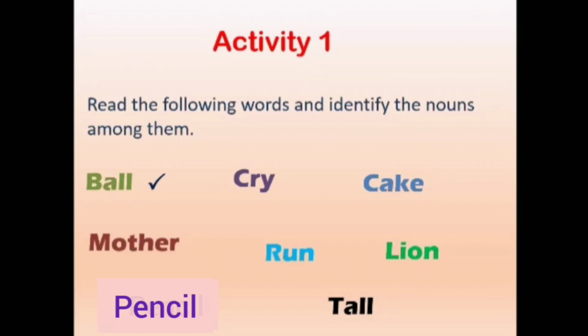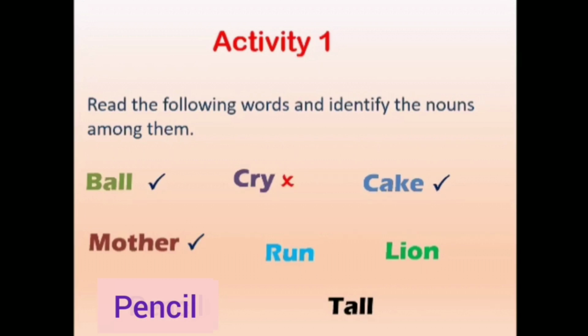See the next one. Cry. Is that a person? No. A place? No. An animal? No. A thing? No. So it isn't noun but an action word. Next is cake. A thing. That is why it is a noun. Next is mother, a person. Again a noun.